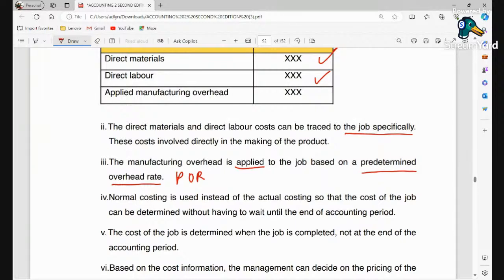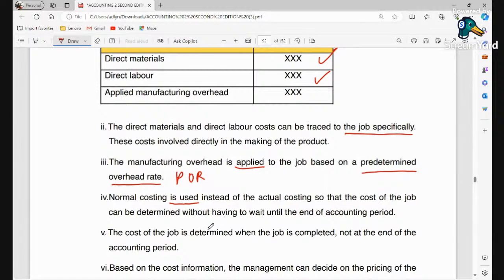So normal costing is used. Dia ada mention kat sini, the normal costing is used instead of the actual costing. Sebab apa? Sebab we don't need to wait until the end of the accounting period, ataupun we don't need to wait until we have finished the production, then only we can give the price to the customer. So the main purpose of using normal costing is so that we know how much is the cost per unit, and we are able to tell the customer or the client how much is the price for the product. So we can actually do the costing even before the production starts.